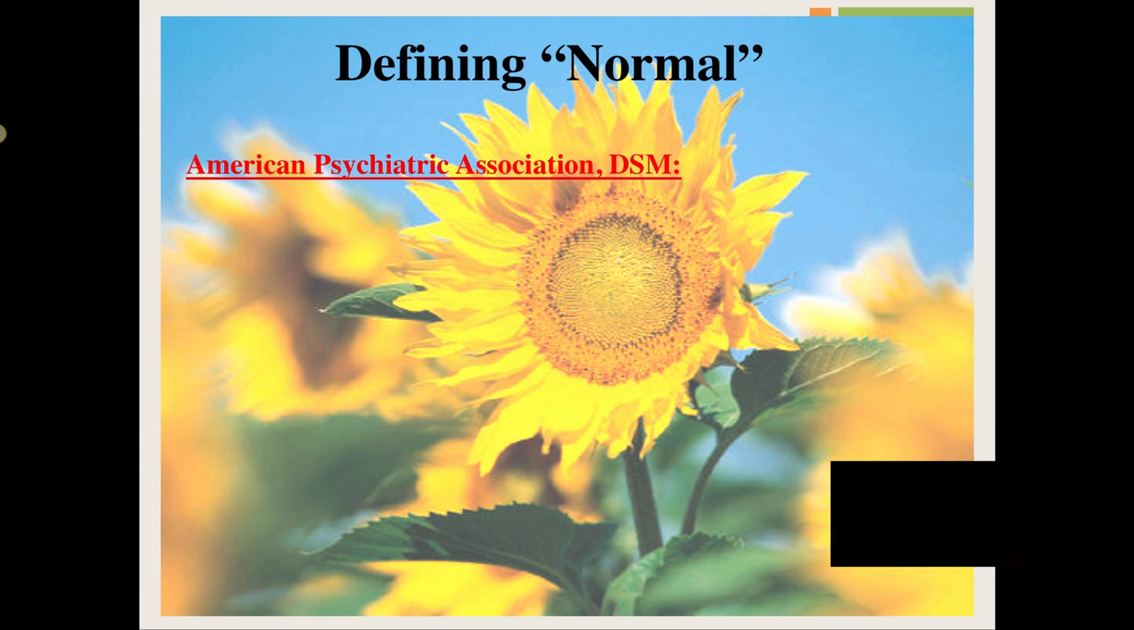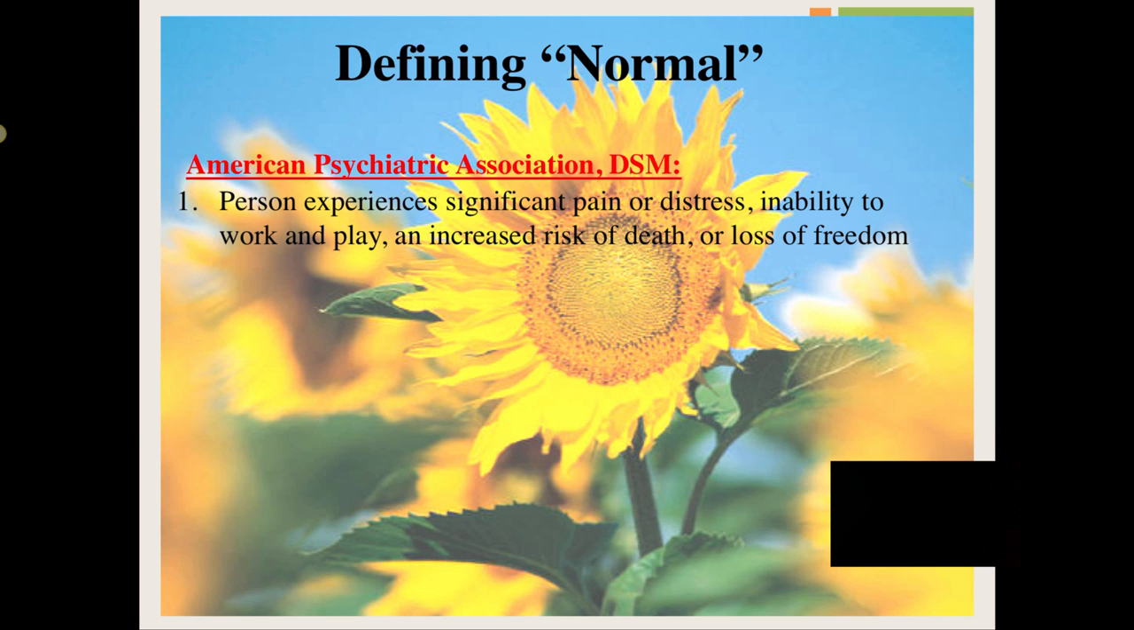So according to the DSM, what do we call normal or abnormal? If we're going to call something an abnormality, they have to meet this first criterion, which is that they experience significant pain or distress and inability to work and play. I want to stop for a second on that second part: the inability to work and play is a great, simple heuristic, a way to greatly simplify all of these, if you're trying to understand whether the person possibly has a disorder.